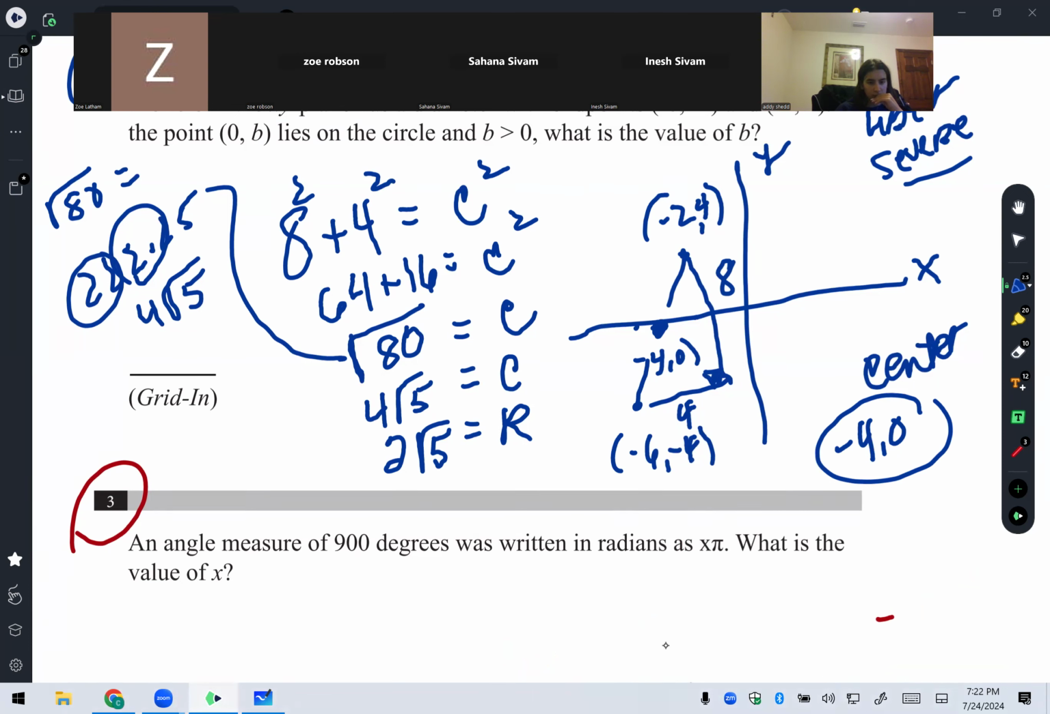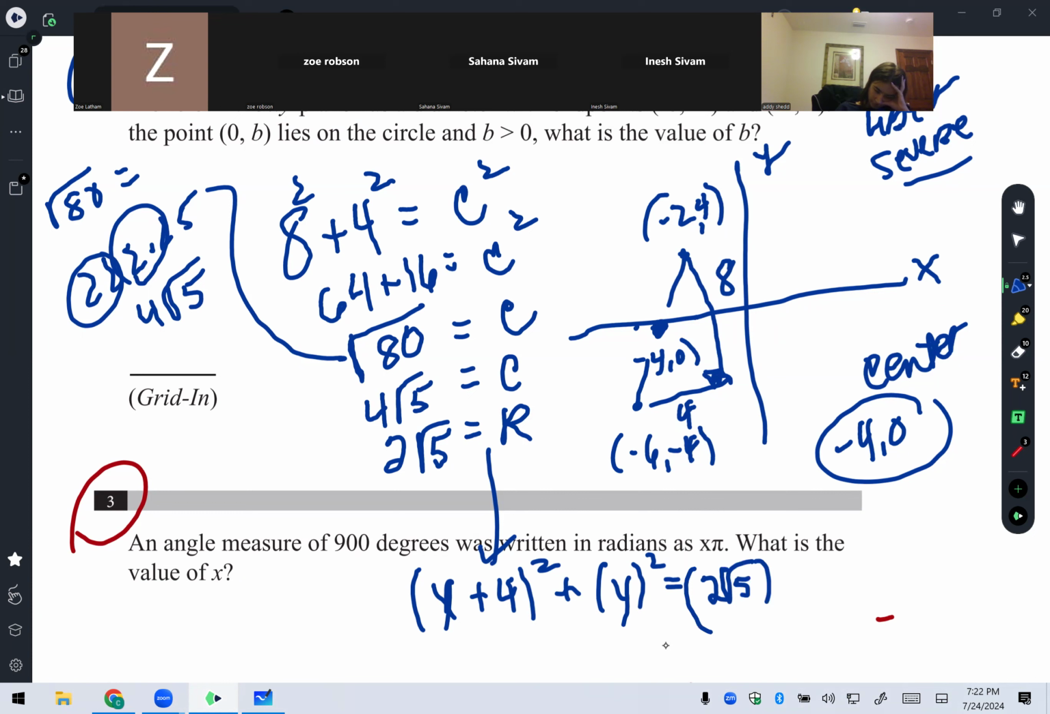So anyway, if I go down here, it'll be x minus a minus, so +4. And then just a y because it's 0. Two square root of 5 squared, the whole thing.